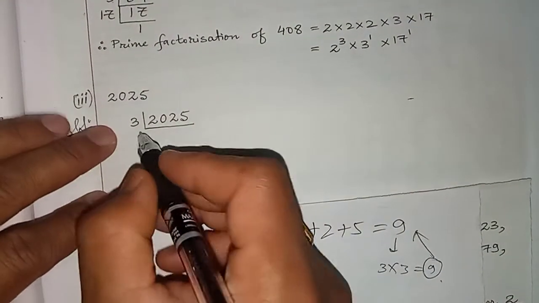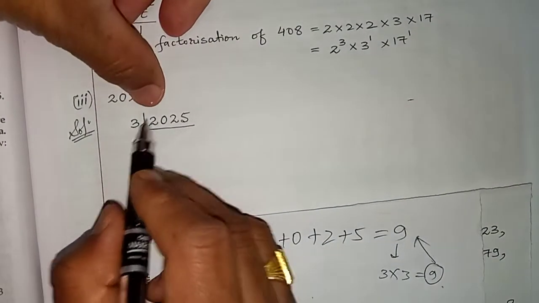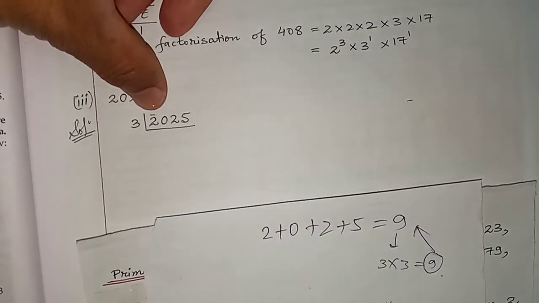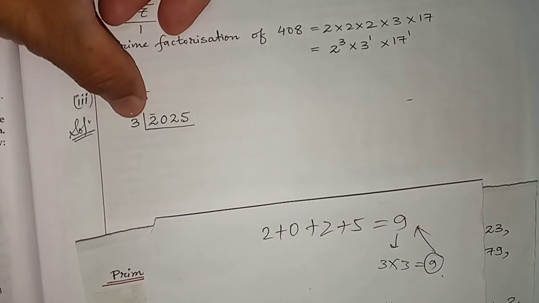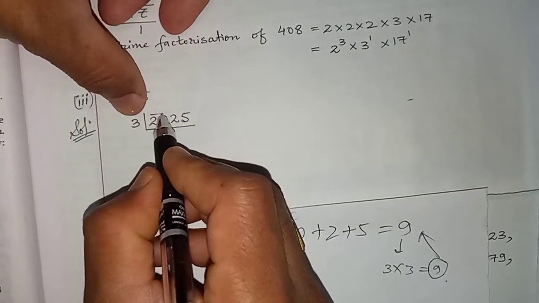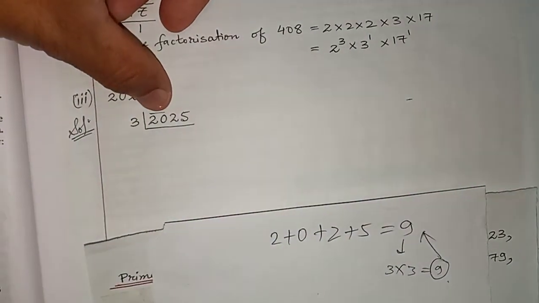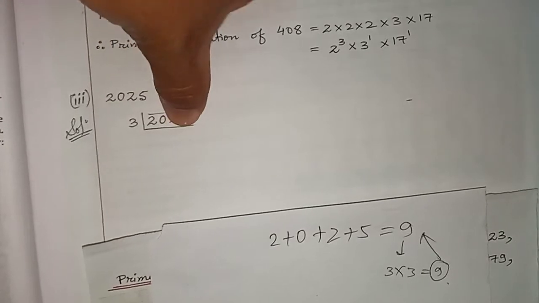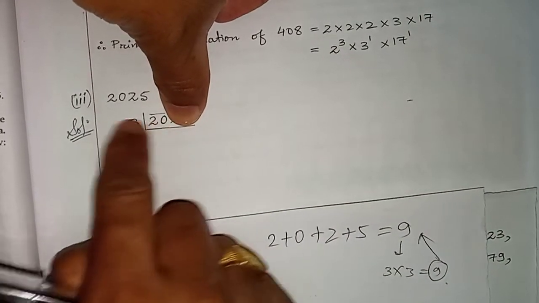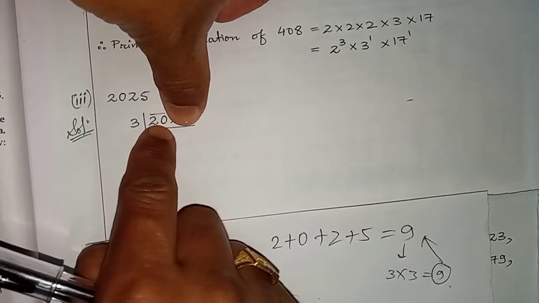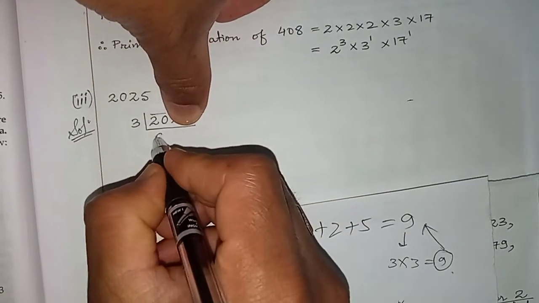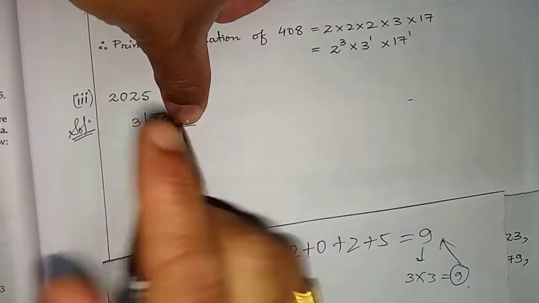So let's divide them. While dividing, I should start with the first digit, but the first digit is only 2, and 2 is smaller than 3. The dividend is smaller than the divisor. So if it's smaller, I'm allowed to take one more digit, and now it's 20. Now keep saying the table of 3. 3 1s are 3, 3 2s are 6, 3 3s are 9, 3 4s are 12, 3 5s are 15, 3 6s are 18, 3 7s are 21. 21 is bigger, so 3 6s are 18.